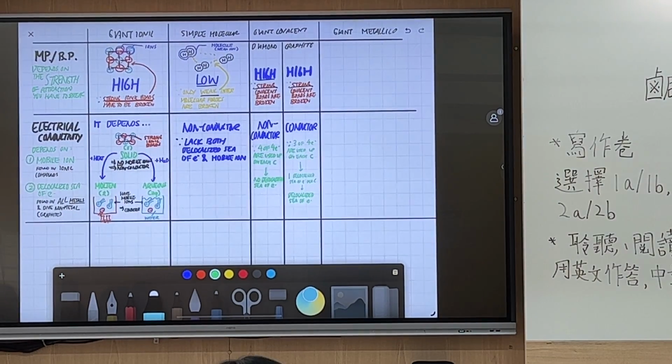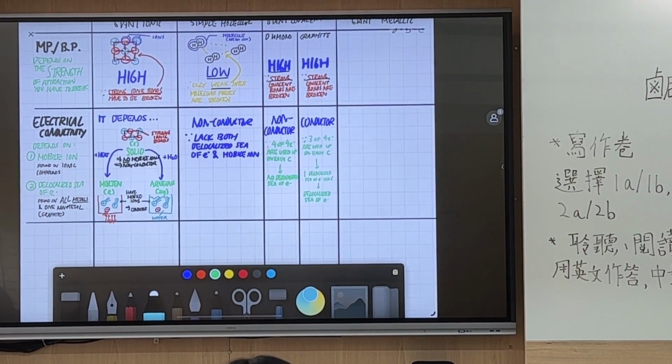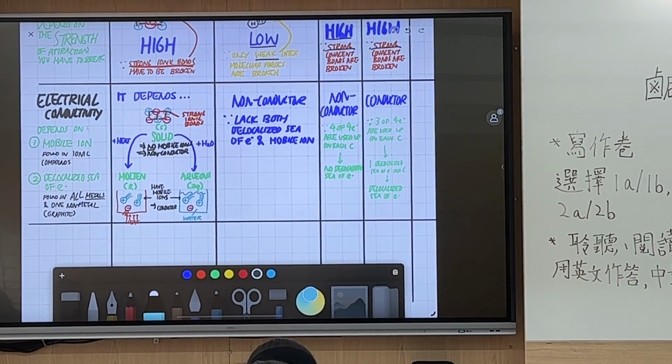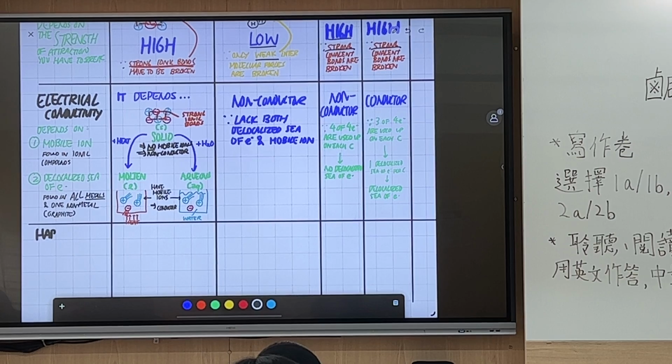Yeah, like I said, we'll deal with the giant metallic structure last. Okay, but everyone should be at the second rule now, electrical conductivity. Then there's hardness or strength. So hardness and strength, you see, depends on what happens when you deform the structure. So now we are at the third row. So hardness or strength. Okay.